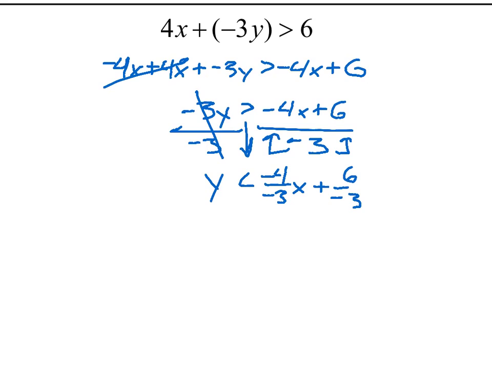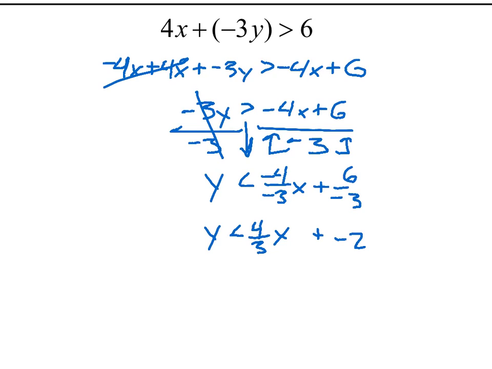How can I simplify this just a little bit more? Sammy? Okay, so this gives us negative 2. Is there any way we can simplify the negative 4 divided by negative 3? Brianna? Positive 4 over 3. So we get y is less than 4/3 x plus negative 2.